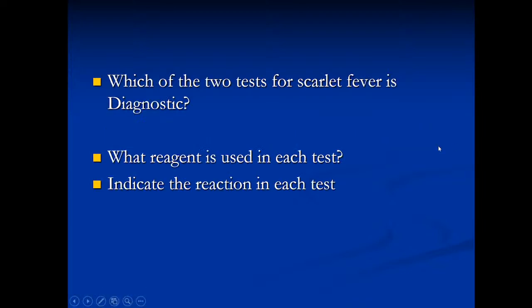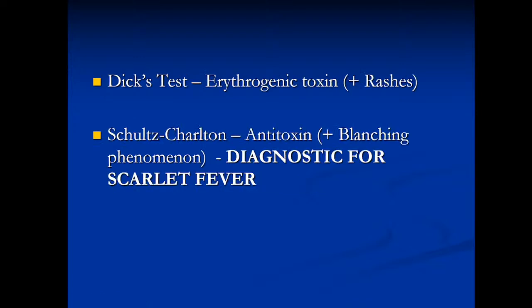Now, for the two tests for scarlet fever, we use erythrogenic toxin on the patient. Basically, we introduce the erythrogenic toxin to the patient, and then the positive result would be rash formation. And then in Schultz-Charlton, again, it's the blanching phenomenon. Basically, the blanching phenomenon is a diagnostic marker for scarlet fever.